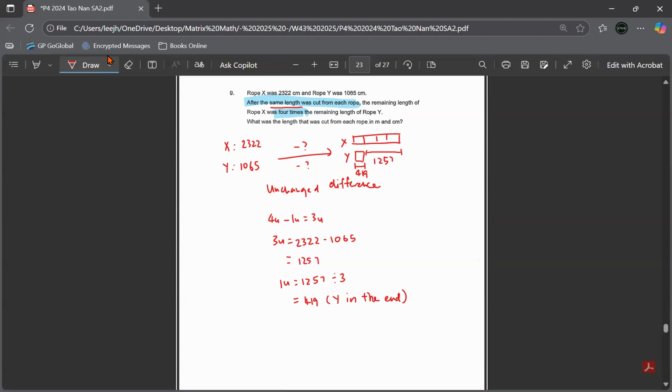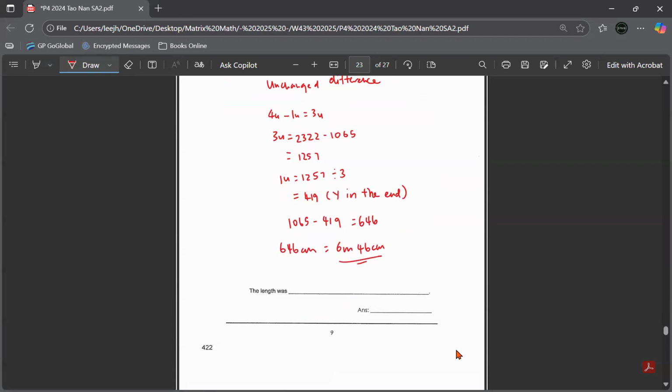So you know that Y is 1065. After total cutting away how much? Left 419. So you need to subtract. 1065 minus 419. Your answer is 646, but give your answer in meter and cm. So 646 cm is equal to 6 meter, 46 cm. That's your answer. Okay, so write down the length was 6 meter, 46 cm.